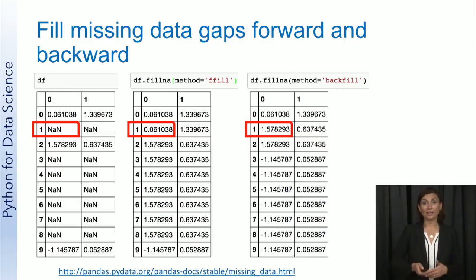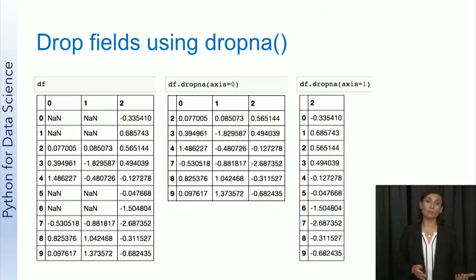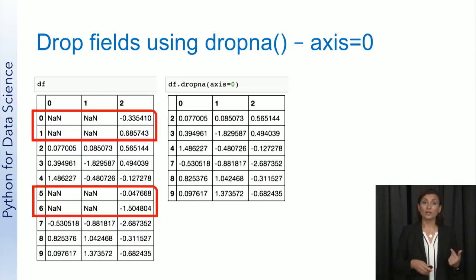Another function that we'll use a lot is called dropna, to drop the fields with missing values. So the dropna function will drop any row or column with a missing value in the data frame. With the axis 0 option, which is also the default for dropna, any rows with missing values will be eliminated, or it's going to be taken out of the data frame.